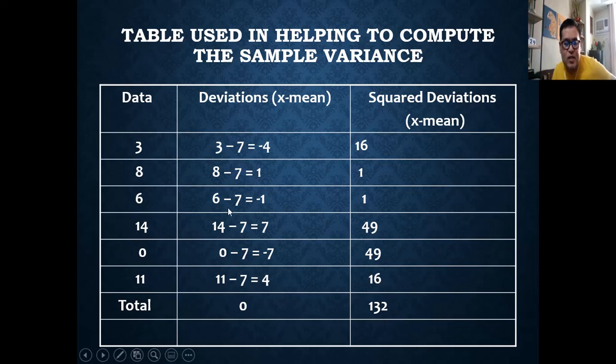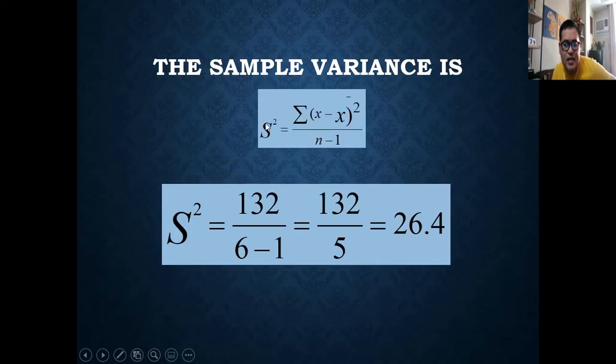So in this table, you can now substitute all the values to the formula. The variance says that s squared is equal to the summation of (x minus x-bar) squared over n minus 1. As we computed on the table, we have 132 divided by 6 minus 1, because there are 6 observations minus 1, so we have 5. So now the sample variance is found by dividing 132 by 5. So the variance is 26.4. Okay, so I hope it's clear with you.